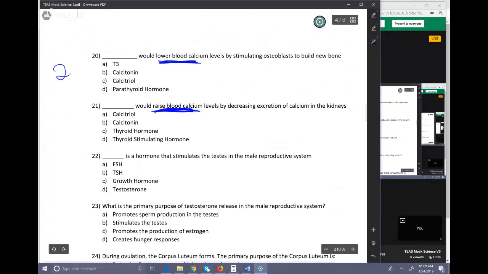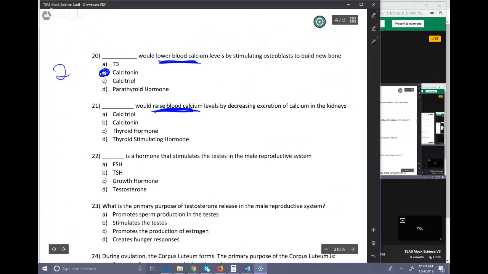There's 2 hormones that are responsible for raising blood calcium, and there's 1 hormone responsible for lowering it. And if you can just nail that down, you're 90% of the way. The one that would lower blood calcium is calcitonin.